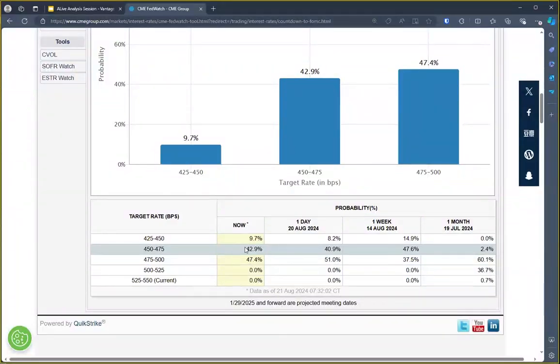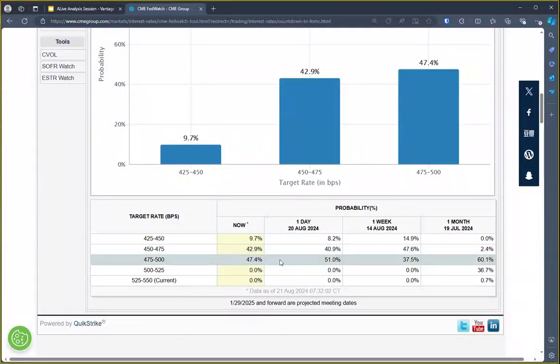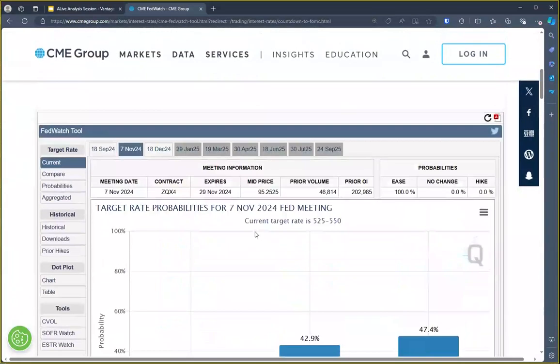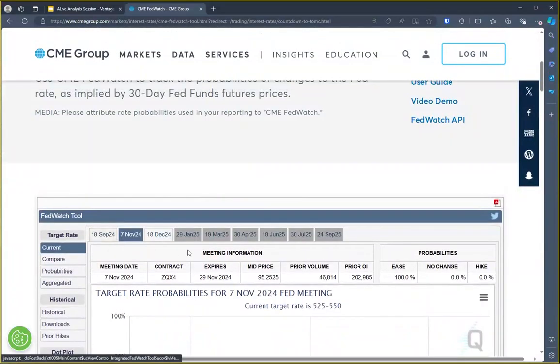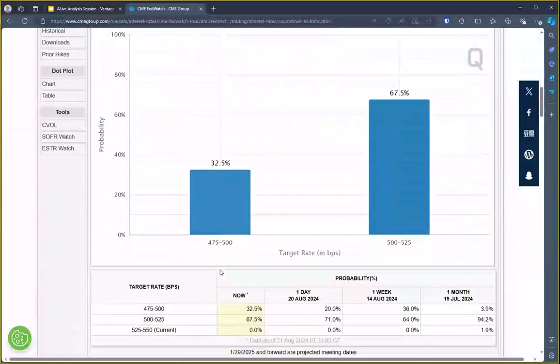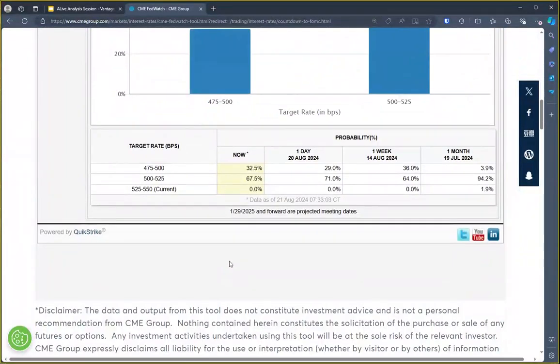Okay, so the expectation of interest rate cuts and higher interest rate cuts has been increasing. So that means we will be looking at dollar weakness all the way to the end of the year.